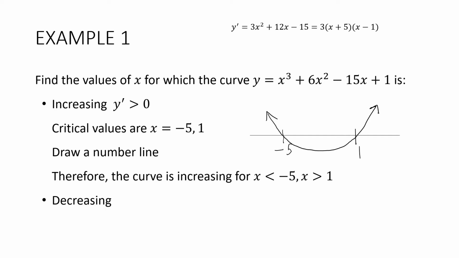To find where it's decreasing, we solve the first derivative is less than 0. Same diagram, here it's going to be dipping below the x-axis. So the solution is in between these 2 points. So -5 is less than x is less than 1.